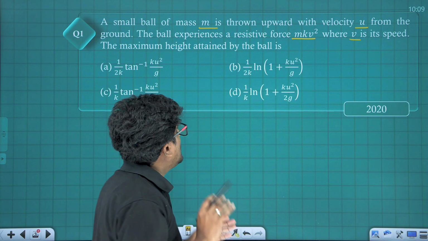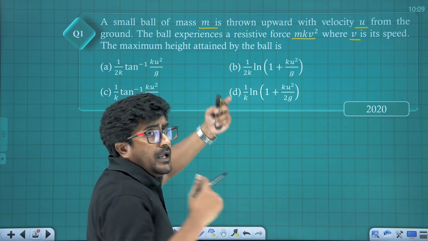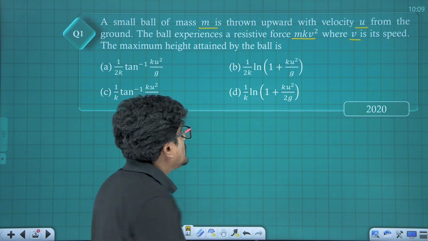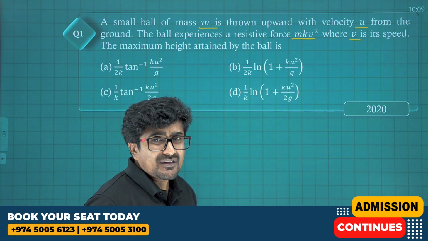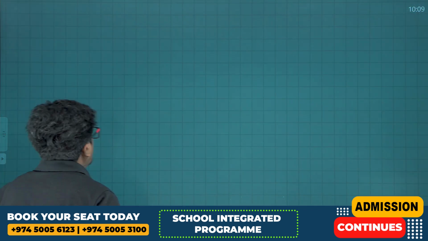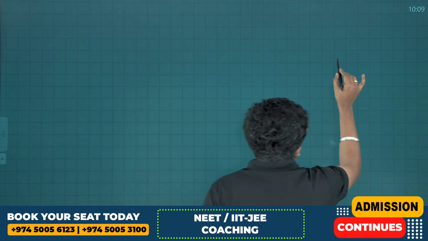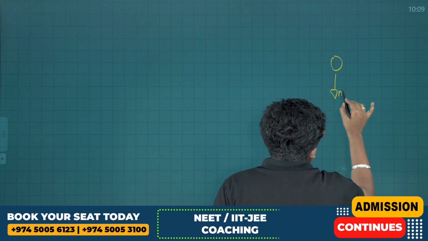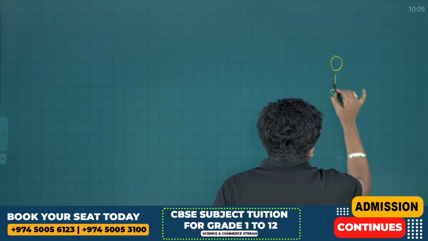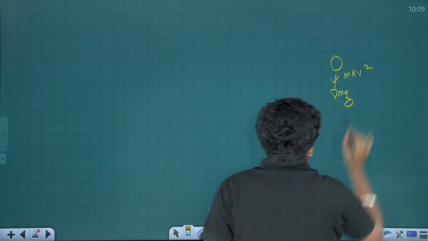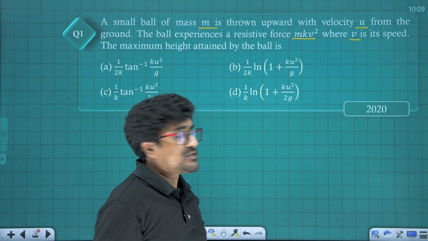ball is. So here, in addition to the gravitational force, there is one more force acting, that is what? mkv square. So let us consider that first. So the forces acting are m into g, other than that m into k into v square. As per the question, these are the two forces acting.